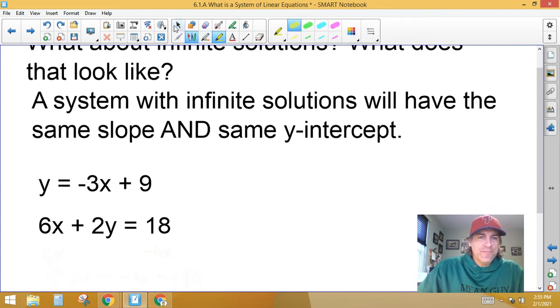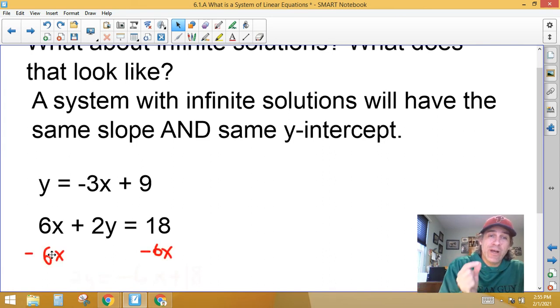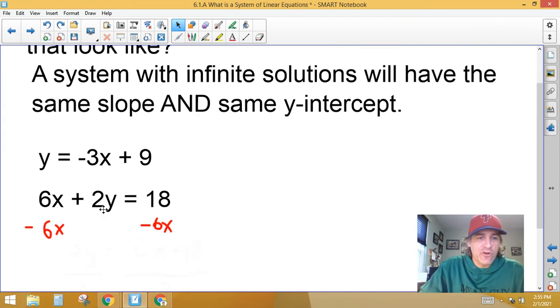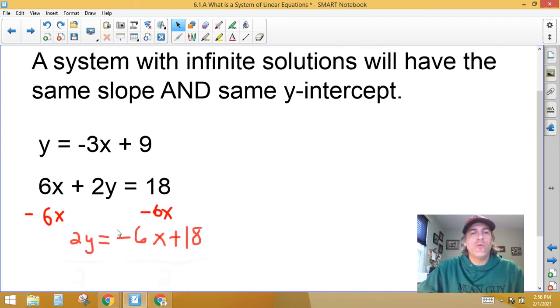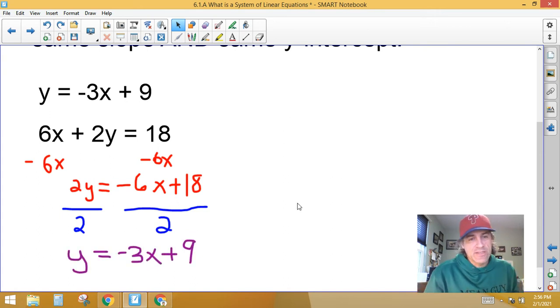The second equation, I need to transform into slope-intercept form. So what's my first step going to be? I hope you came up with, we want to take away 6x. We want to isolate the y. So we subtract 6x first. That leaves us with 2y equals negative 6x plus 18. I want to isolate that y, so I'm going to divide both sides by 2. And now I'm simply left with y equals negative 3x plus 9.